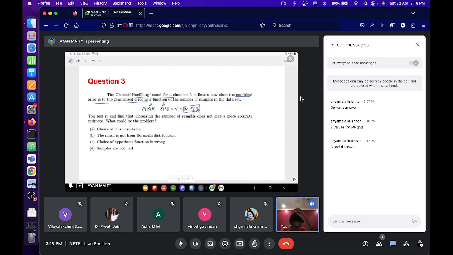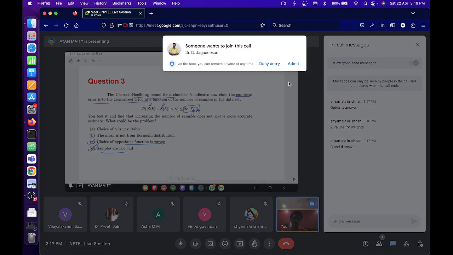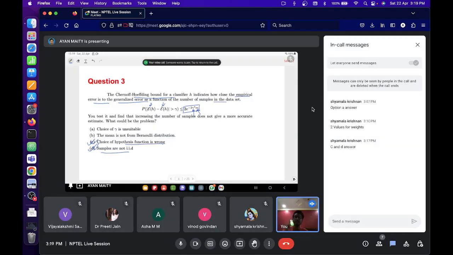But if it is not happening, then the main problem could be that the choice of the hypothesis is wrong. So the hypothesis is not able to find the underlying distribution, so it is not able to predict outputs properly. That is why even if you increase the number of samples, it is not giving you a better result. Another reason could be that the samples are not IID. If the samples are not IID, then even if you increase the number of samples, it might happen that the samples are correlated and dependent on each other. So in that case, even if you increase the number of samples, it might not have any effect on the error.